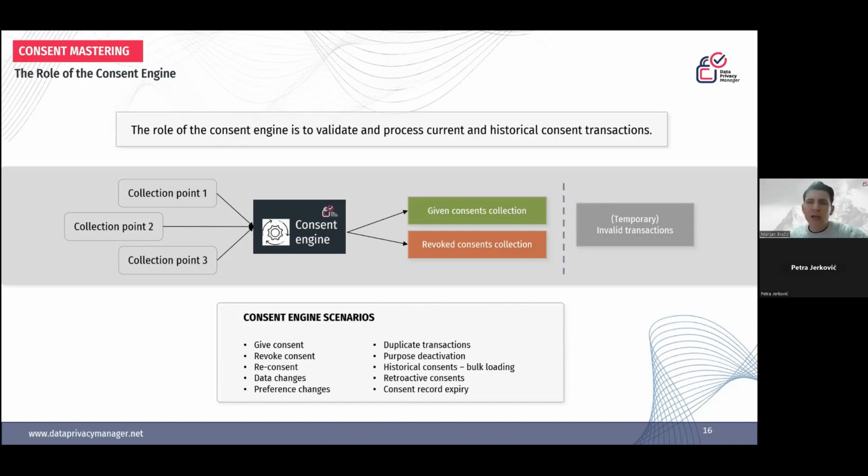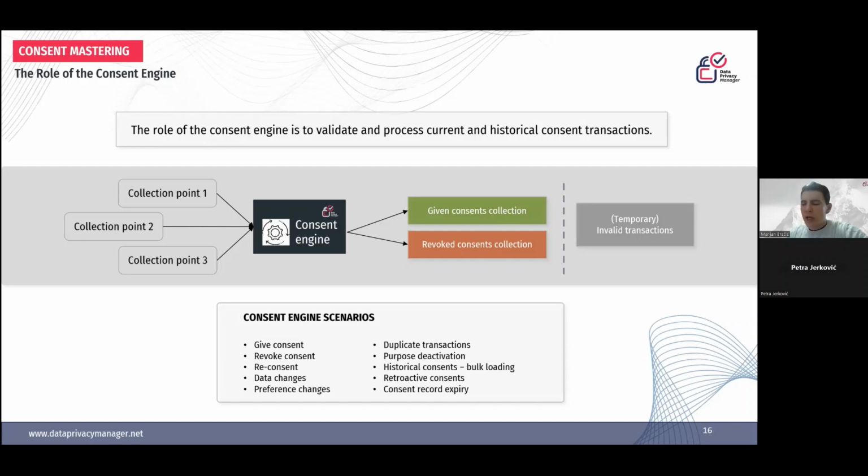Managing retroactive consents, that means if you have any manual processes with the HCPs, and at the same time you have direct communication with patients where they can withdraw their consents. So if you get any retroactive transactions, they need to be resolved by the engine. So you always have to have the golden record, the master, the current state. And also the engine will manage consent record expiry. That means if for some purpose there is an expiry date for how long you are going to keep patient data and patient consents, it should be managed by the engine itself.